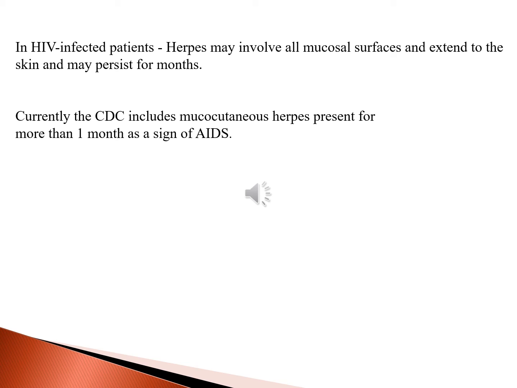Currently the CDC includes that any mucocutaneous herpes which persists for more than 1 month is a sign of AIDS. So when you're seeing herpetic lesions on patients, and if it's persisting for more than a month, we need to consider the possibility of the patient having HIV and AIDS.